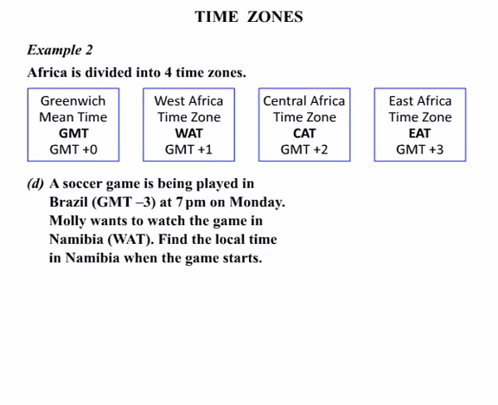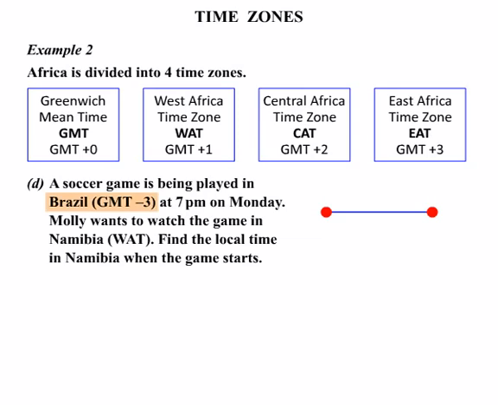Now in part D, we're told that a soccer game is being played in Brazil. That's in the time zone GMT minus 3. That's 7 p.m. on Monday. Molly wants to watch the game in Namibia, and that's in the West Africa time zone. We need to find the local time in Namibia when the game starts. Well, we've got our timeline. We'll draw one up again.